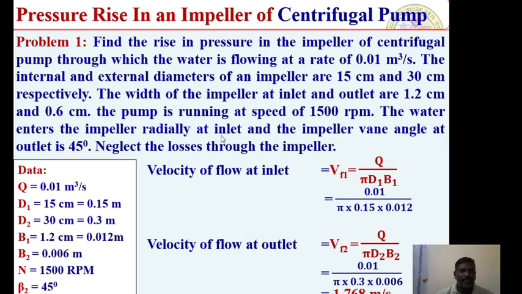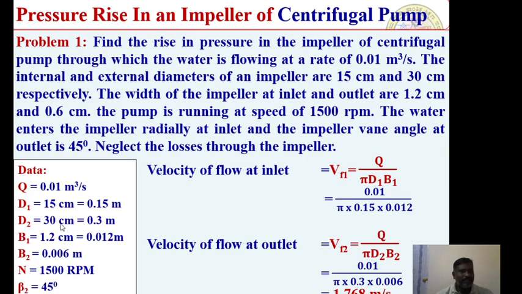The water enters the impeller radially at inlet and the impeller vane angle at outlet is 45 degree. Neglect the losses through the impeller. So this is the data which is available for us. D1 is given, D2 is given, N is given. I can easily calculate the tangential velocities.